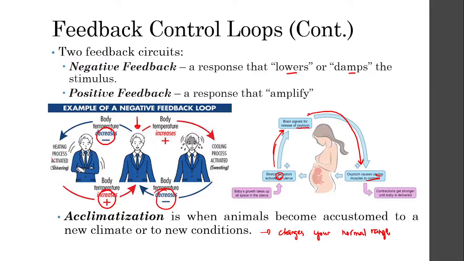So this is how the body thermoregulates, or some of the functions on how the body thermoregulates. We have these feedback loops. Now let's look at some more examples on how animals actually thermoregulate, and we'll also discuss the difference between an endotherm and an ectotherm.